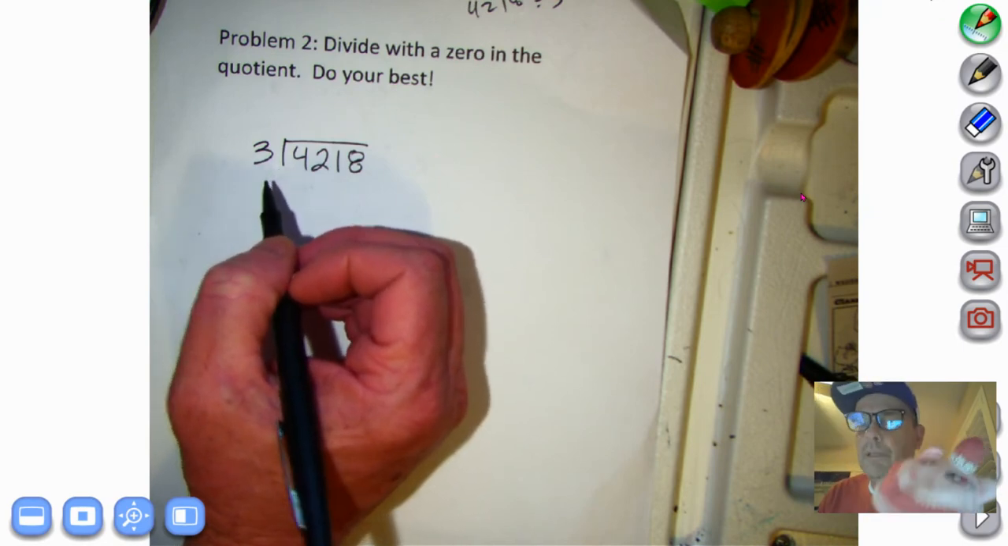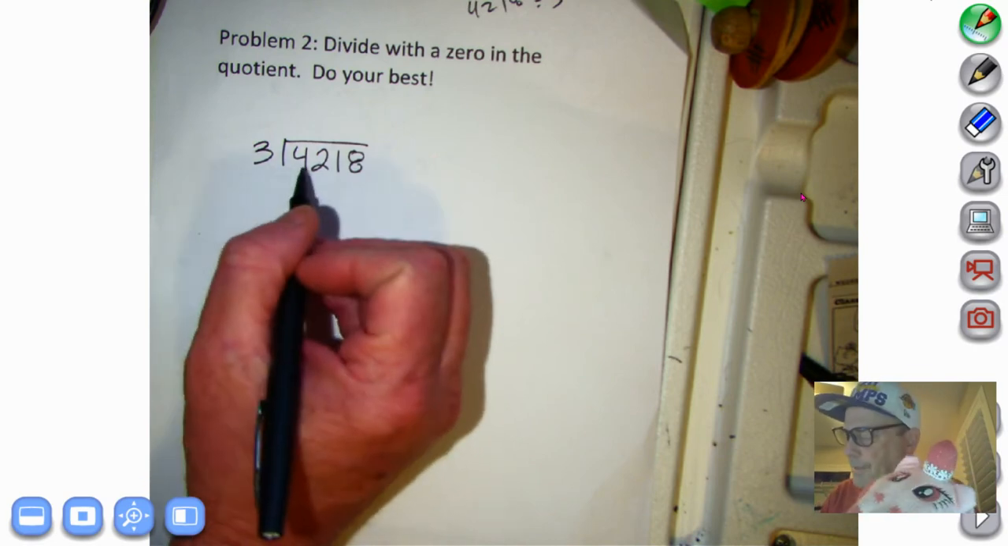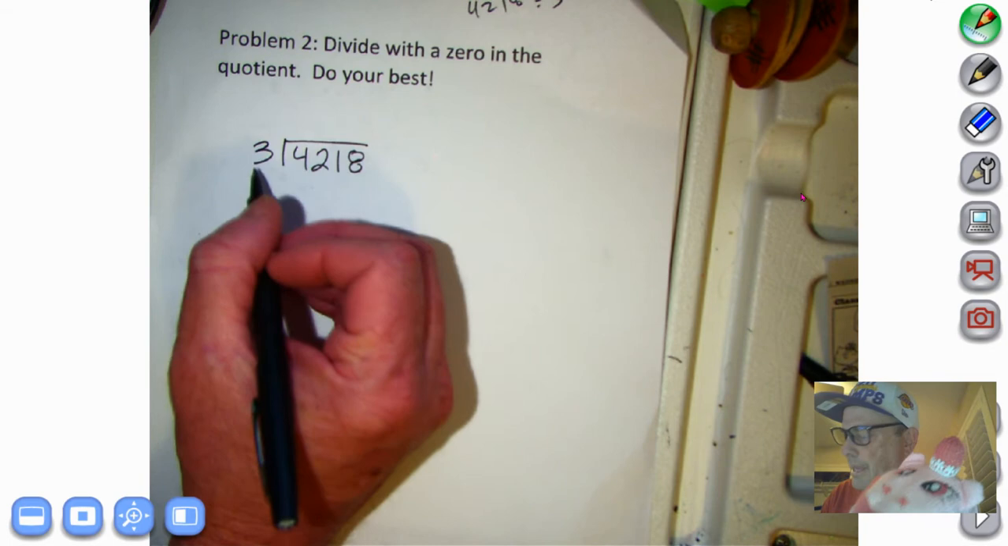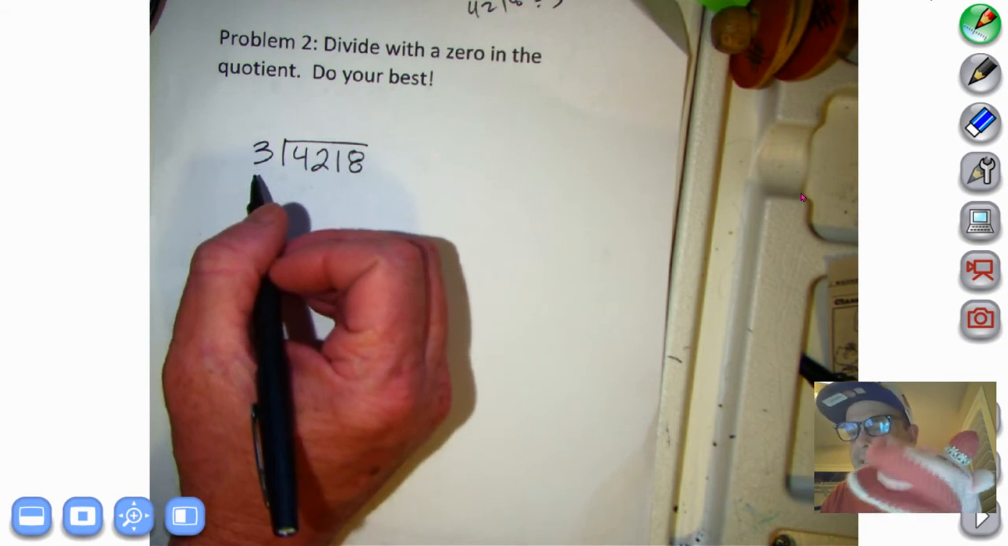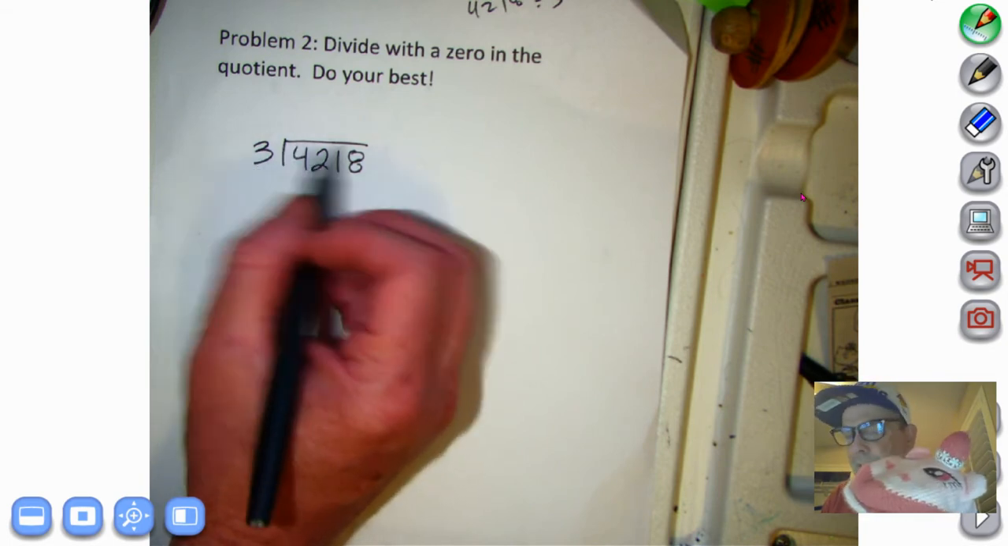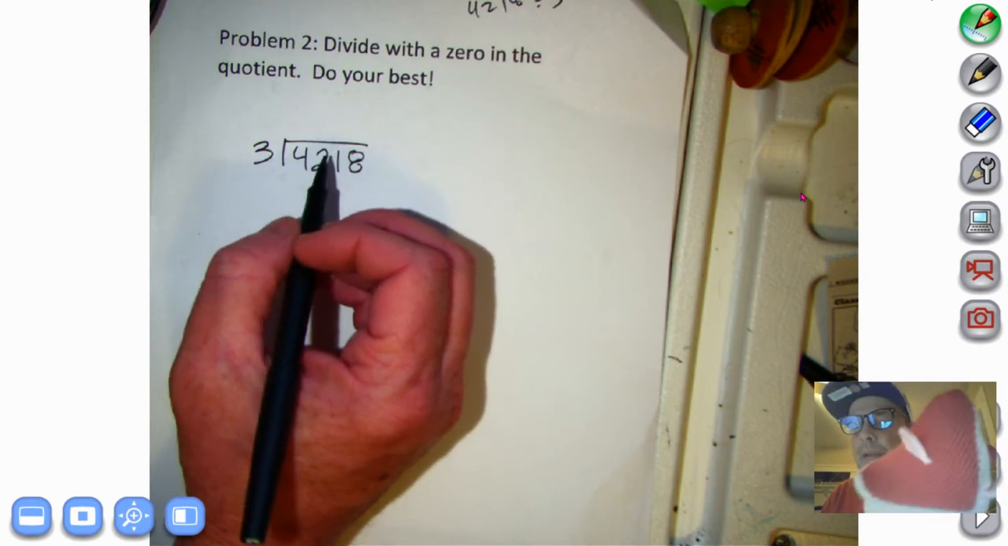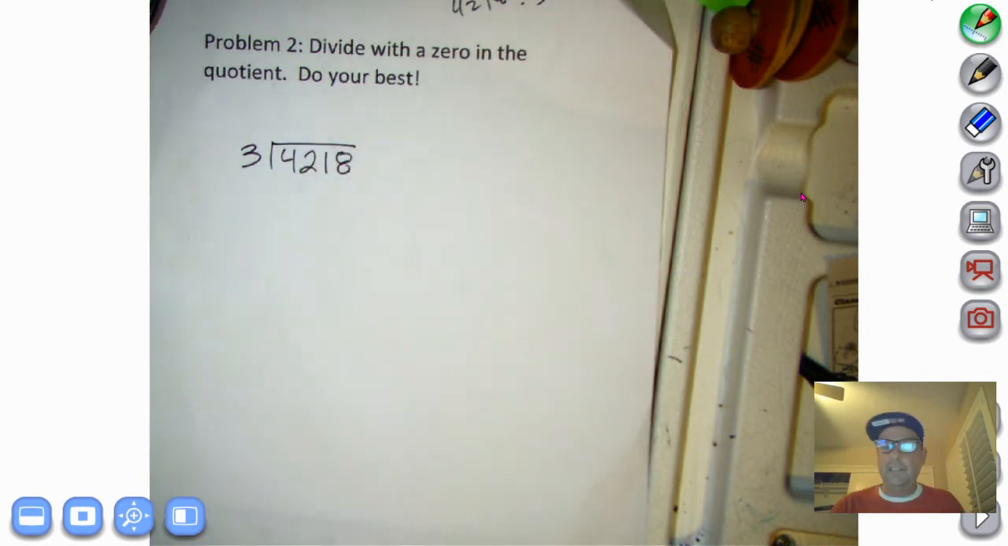But let's review it one more time really quick. 4,218, the number being divided: dividend. 3, the number doing the dividing: divisor. The answer: quotient. And what if there's something left over? Remainder. Okay, thank you so much. Princess Yvonne is such a wonderful math assistant. Let's get right to it.